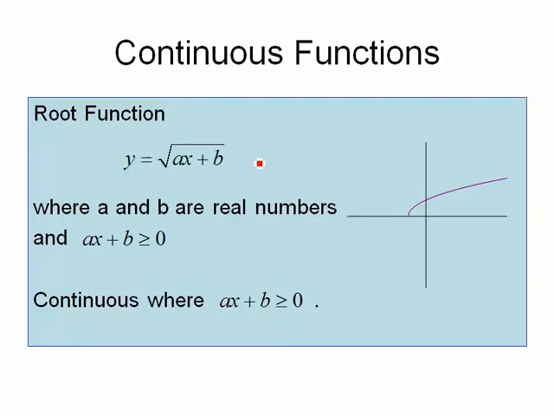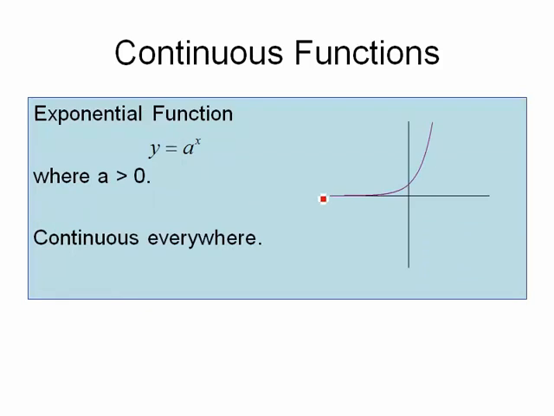Root functions, things like square root of ax plus b, well, they're continuous wherever anything underneath the square root comes out to be positive or 0. That's going to happen starting at some point and then moving to the right. So everything to the right of this point is going to be continuous because I can draw it without lifting up my pencil. Exponential functions, they're continuous everywhere because they extend infinitely far to the left and the right, and I can draw it without lifting up my marker here.